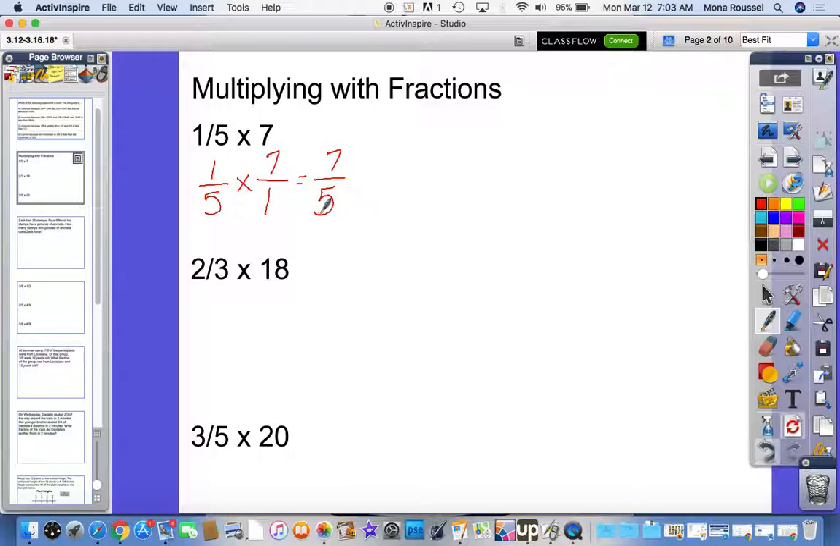Then we ask, is it improper? It is, so we divide 5 into 7. 5 goes into 7 one time with a remainder of 2/5. 1 and 2/5 cannot be reduced, so that would be our answer.